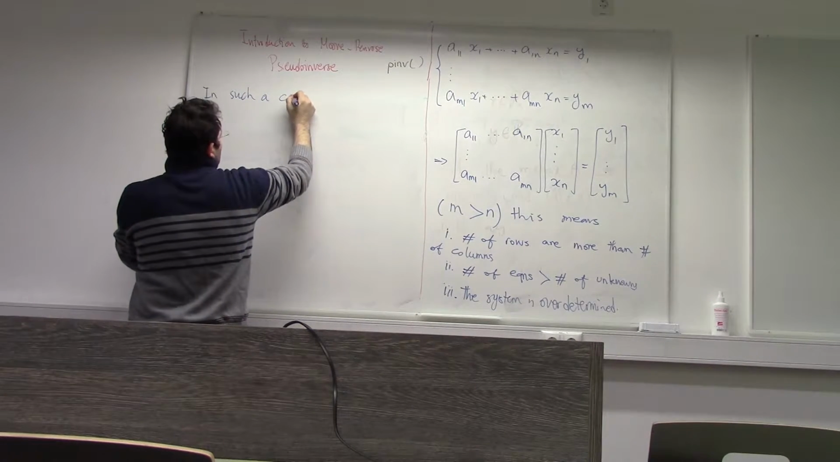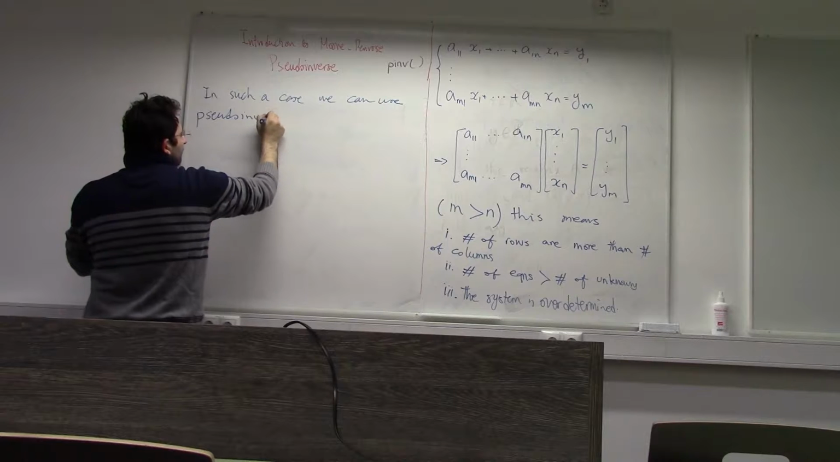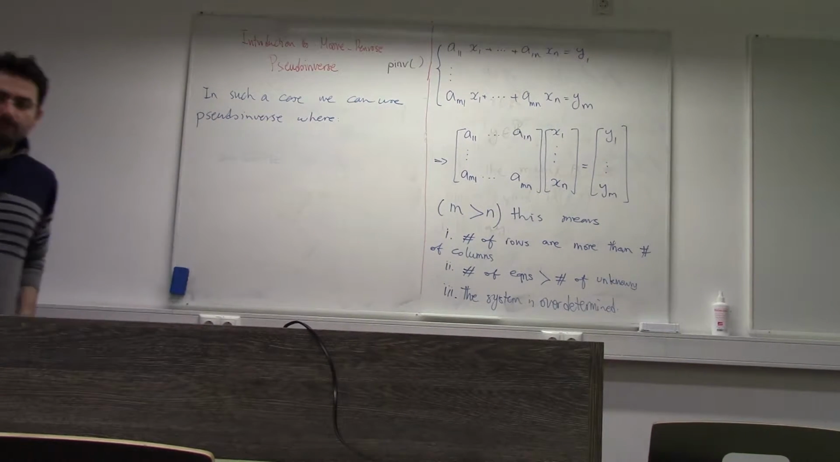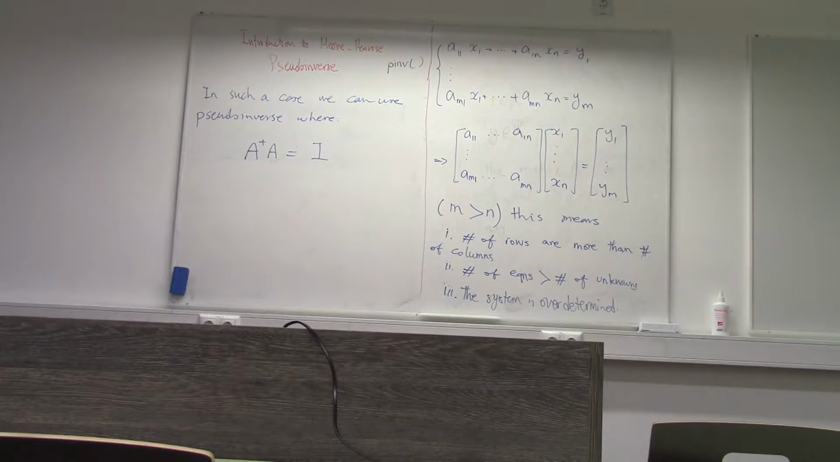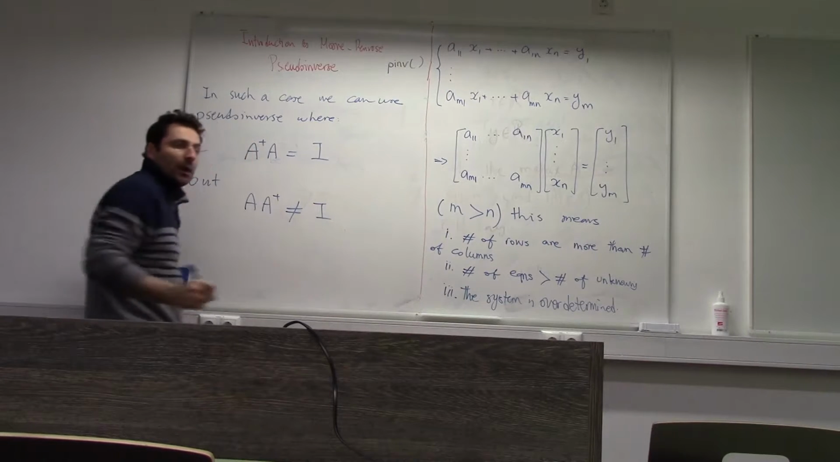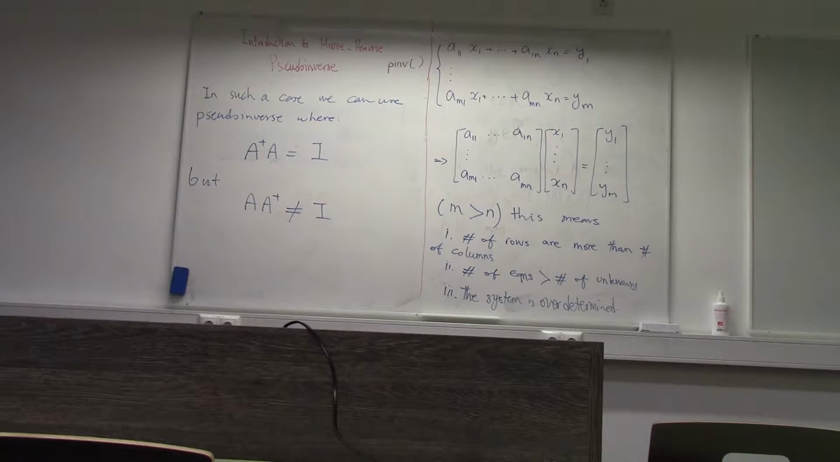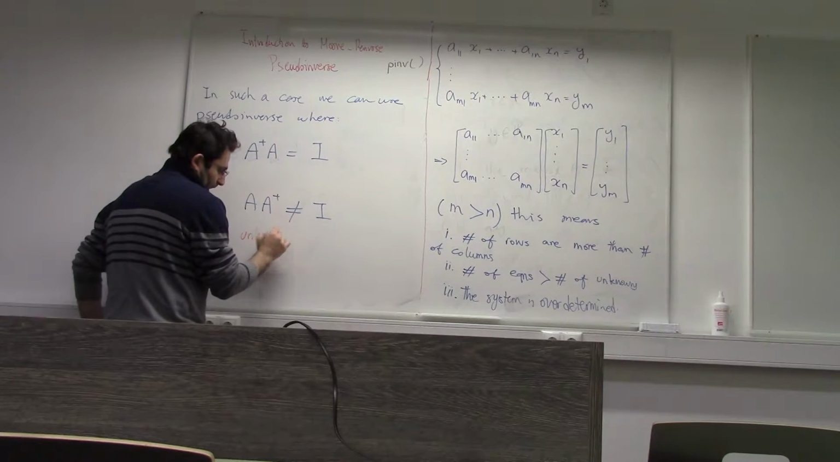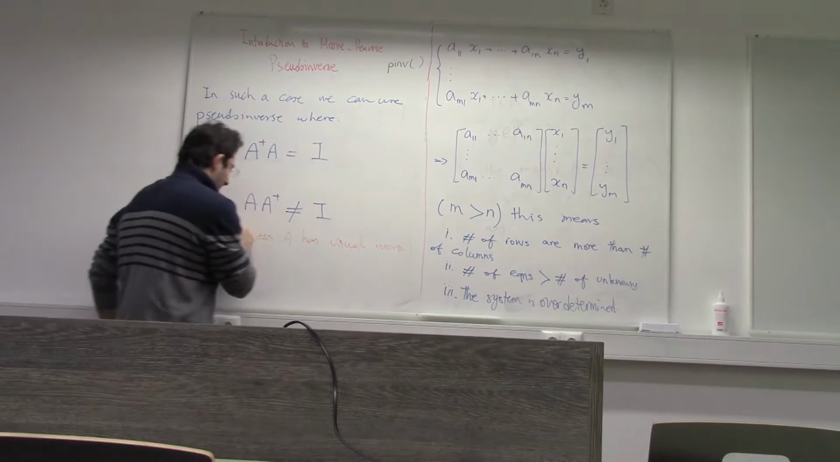In such a case, we can use pseudo-inverse where A plus A, the pseudo-inverse multiplied by A, is equal to I. But A plus is not the inverse, generally speaking, unless it has the usual inverse.